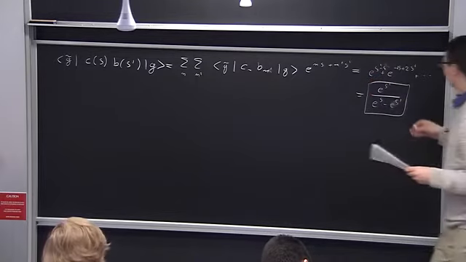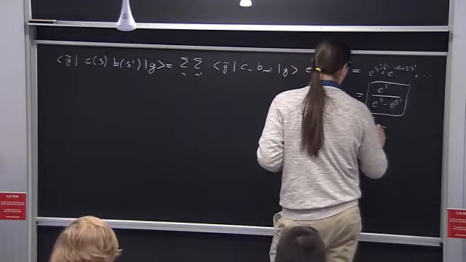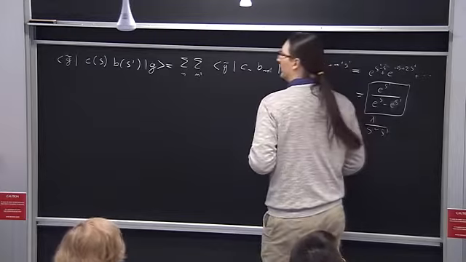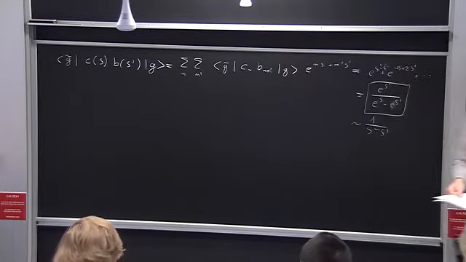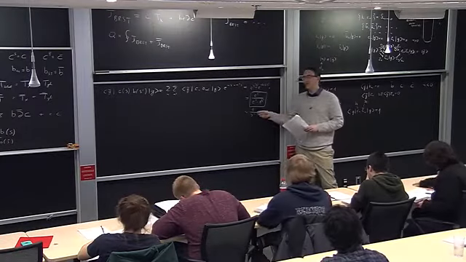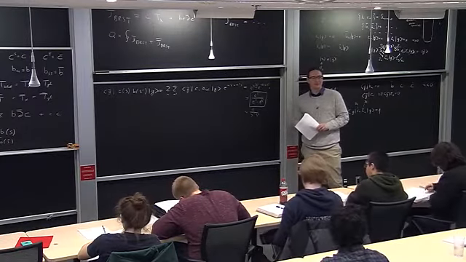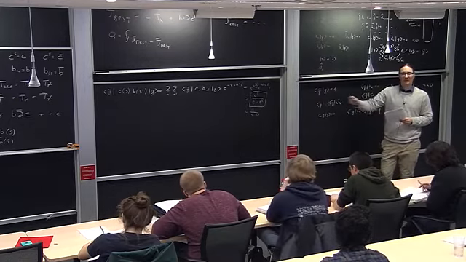In particular, it means that this correlation function behaves like 1 over s minus s' as C and B approach each other. If you like the language of OPEs, it means that the OPE of B and C is 1 over s minus s'. Any questions about this calculation?